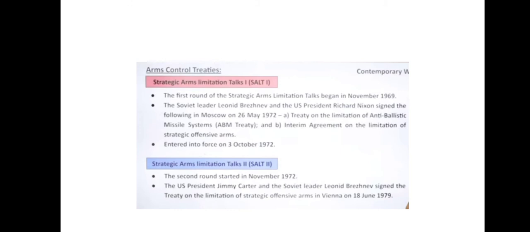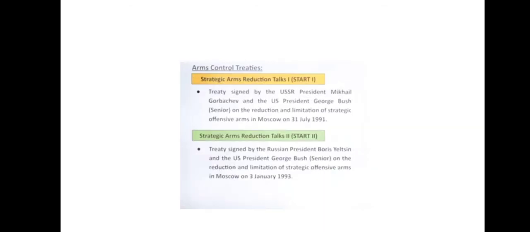Furthermore, the last treaty is the Strategic Arms Reduction Talks 1 and 2, START 1 and START 2. This also comprises two main rounds. Both rounds, START 1 and START 2, have the same objective of limiting and reducing strategic offensive arms. START 1 was signed in 1991 and START 2 was signed in 1993.